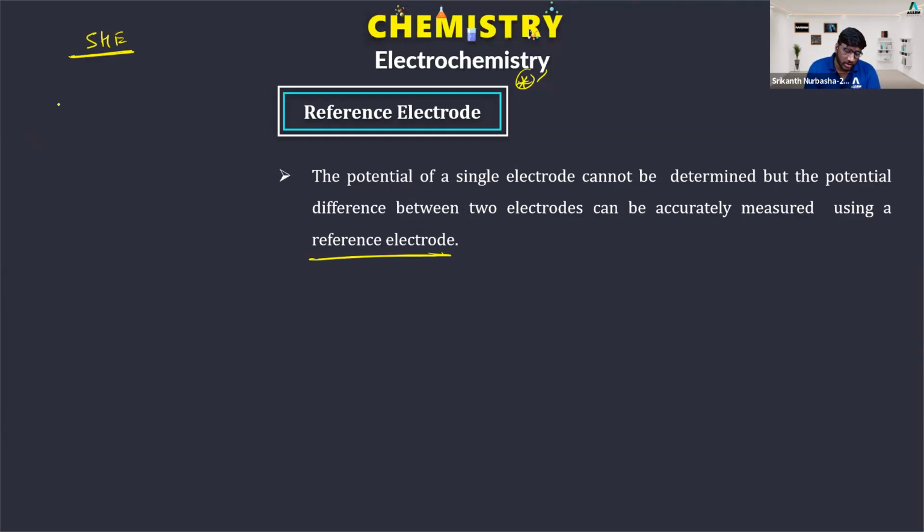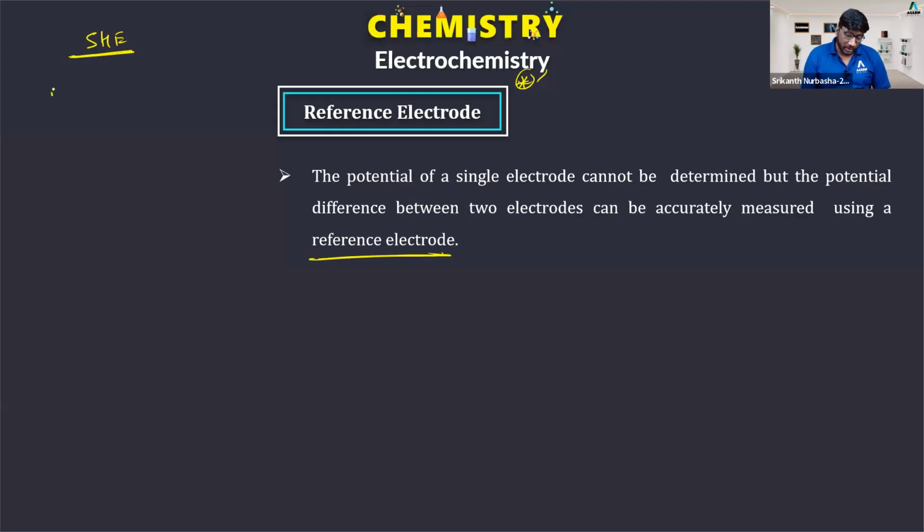The standard hydrogen electrode has hydrogen gas passed through a beaker, and inside that beaker we will have HCl solution. HCl gives the H plus ion. The concept there is that H2 gas and H plus ions will establish the equilibrium.